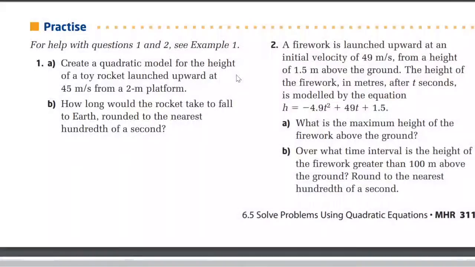All right. So when we're looking at some of these problems, I will take a full look at question number 1 here with you. So if I switch over to the problems, in the case of number 1, we're looking to make a quadratic model for the height of a toy rocket launched upwards at 45 meters per second from a 2-meter platform, and then figuring out how long the rocket would take to fall to Earth, rounded to the nearest hundredth of a second. These are questions that are actually going to be used if you take physics. If you end up taking a physics class, you'll see these same types of questions, same types of formulas.